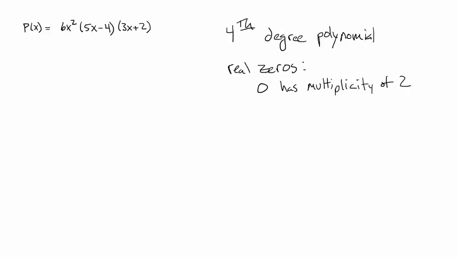And then we have 5x minus 4, and if we set that equal to 0, we add 4 to both sides, divide by 5, and we get x is equal to 4/5. So 4/5 is a real 0, and it has multiplicity of 1.